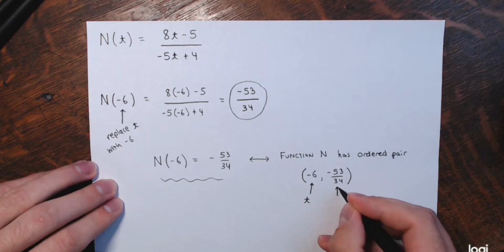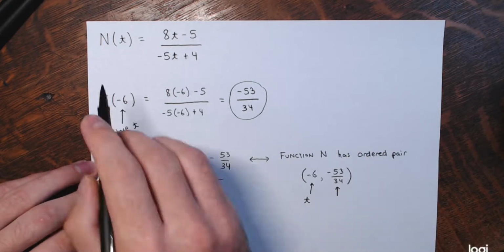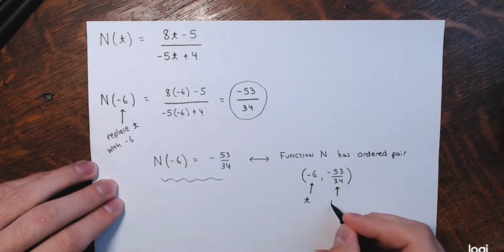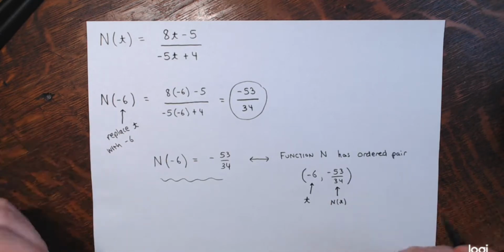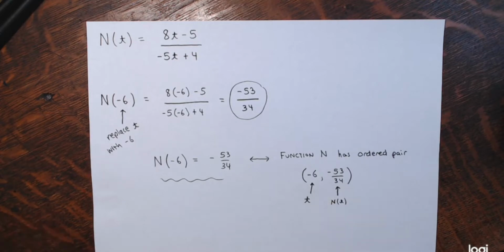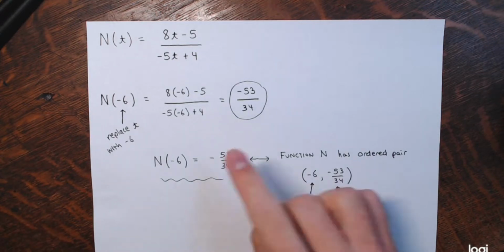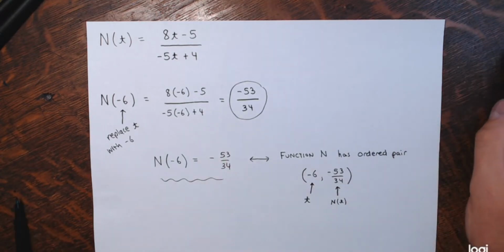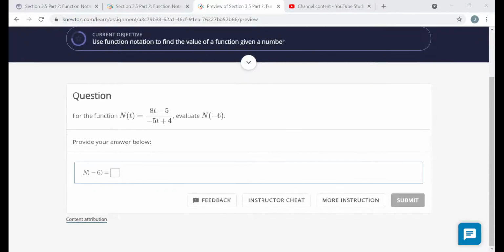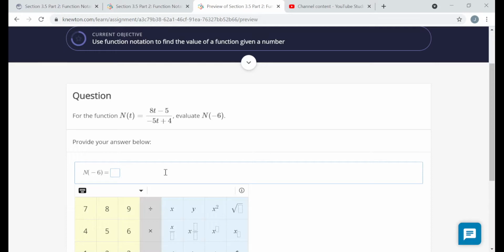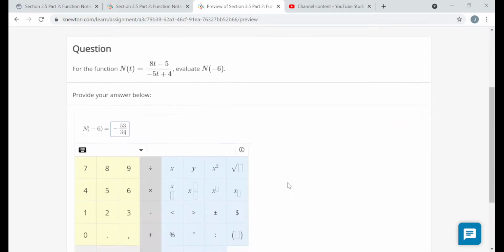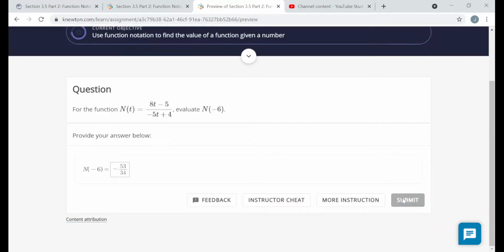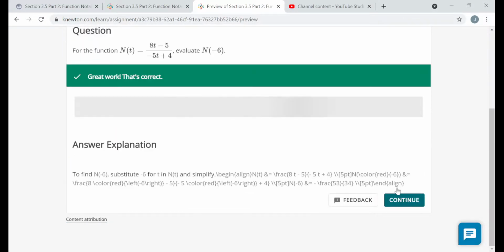And then this output value is not a y value, right? It's called n of t. Right, the output's called n of t, or just the value of n. So t value, n value. But again, all we're asked to enter here is the output, negative 53/34, and that's what I will enter here. So negative 53/34, and submit. Wonderful.